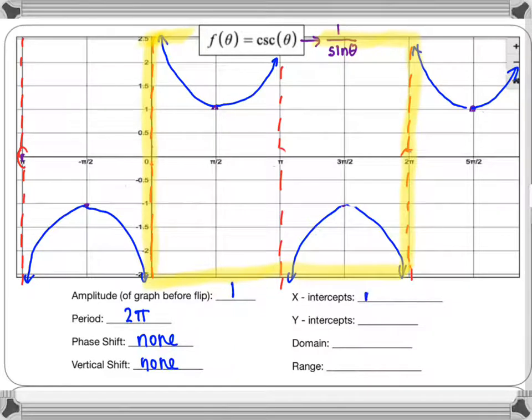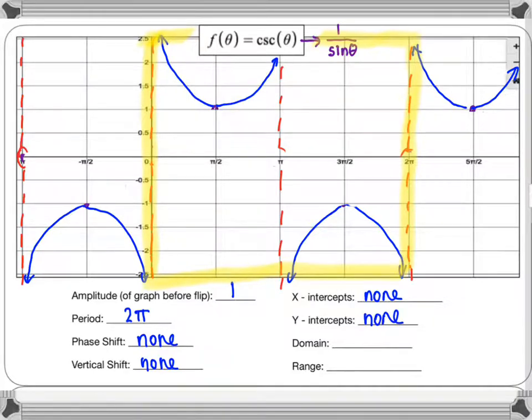X-intercepts, hey, there aren't any. That means it doesn't hit at all in its parent form. Y-intercepts, there's an asymptote right here on the y-axis, and therefore there is none there as well.